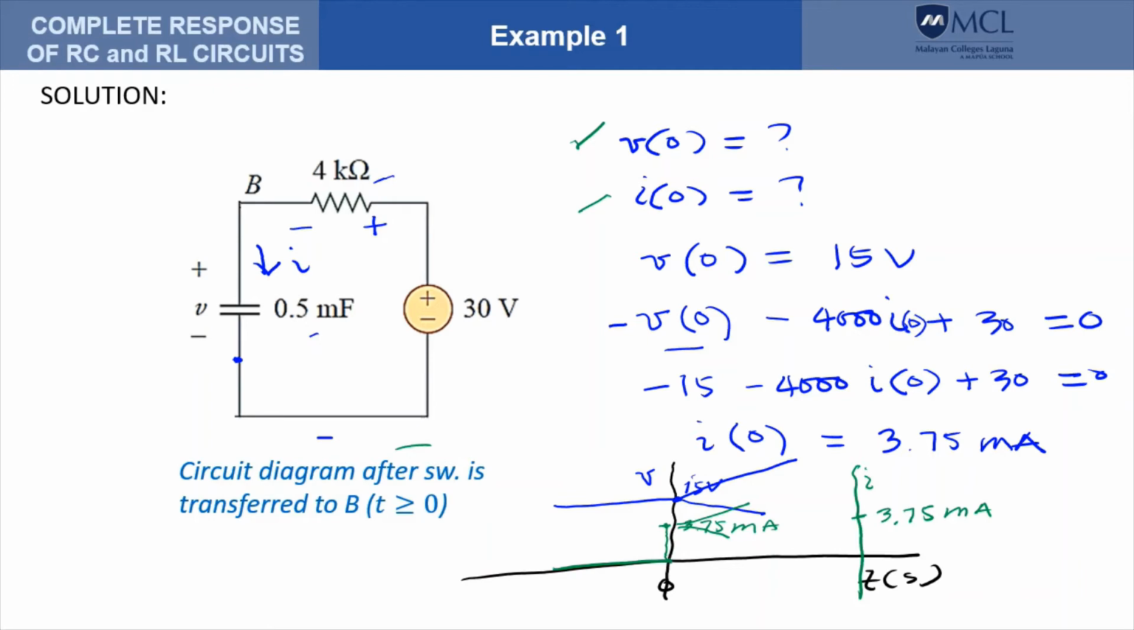Take note that the voltage across the capacitor just after the switch is transferred to B is still 15 volts. And the current just after t equals 0 is also 3.75 milliamps.